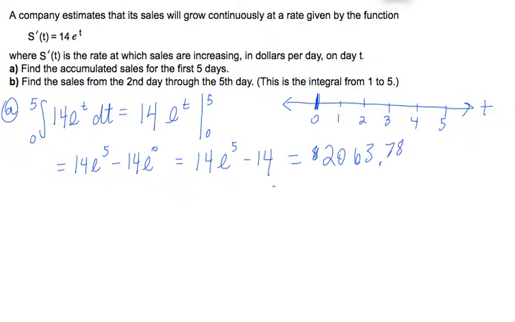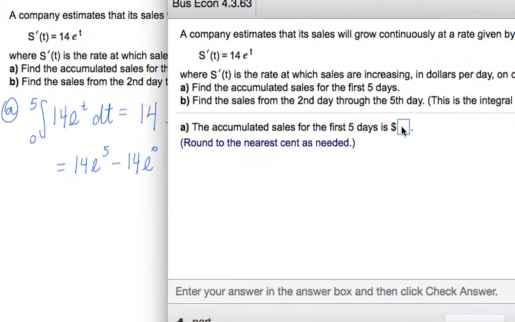But if you look at this timeline again, you want to be careful on these limits of integration because it's very easy to mess this up on these type of problems. So that's 1 day, 2 days, 3, 4, a full span of 5 days. So 2063.78.